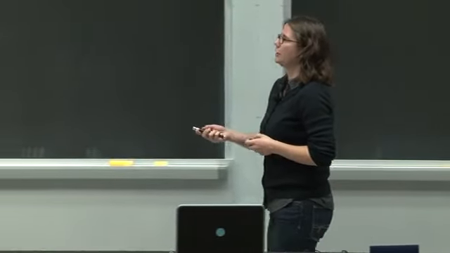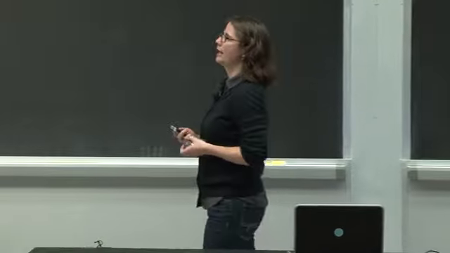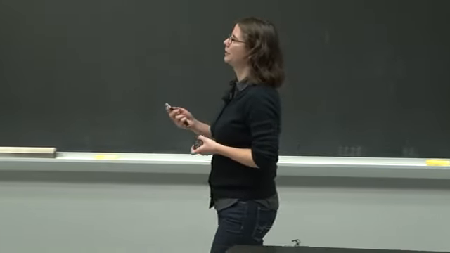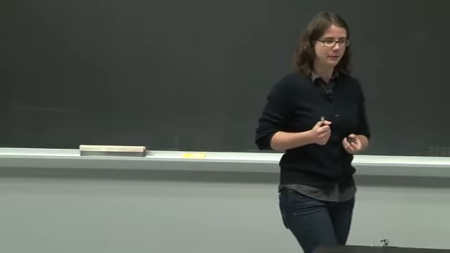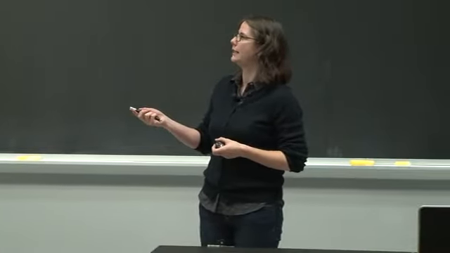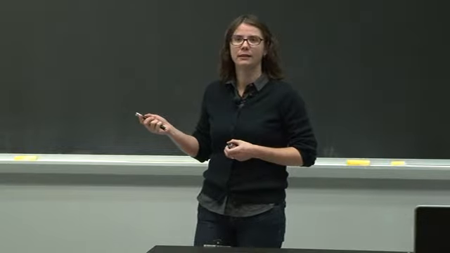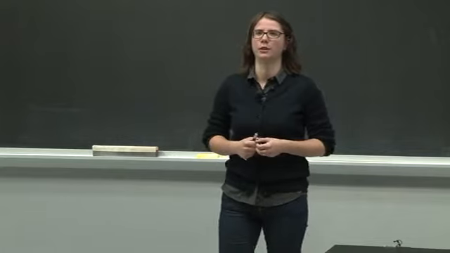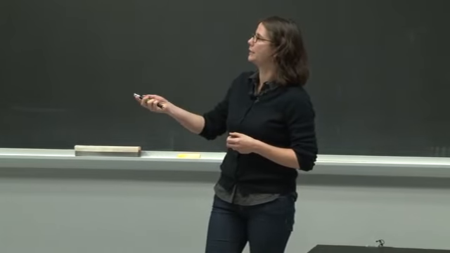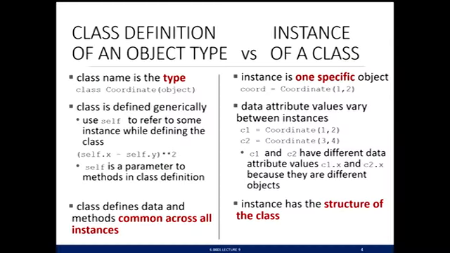So just looking at the coordinate example we saw last time, a little bit more in detail about what that meant. So we had a class definition of an object type, which included deciding what the class name was. And the class name basically told Python what type of an object this was. Okay? In this case, we decided we wanted to name a coordinate. We wanted to create a coordinate object, and the type of this object was therefore going to be a coordinate.